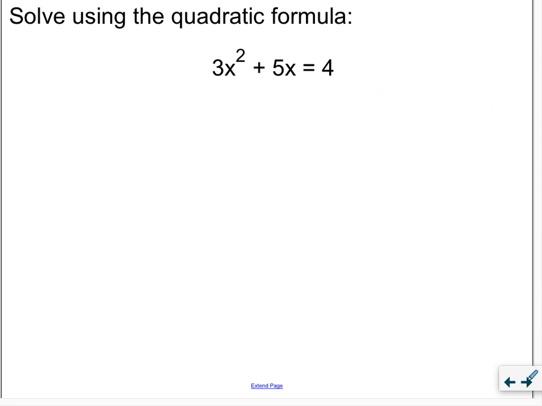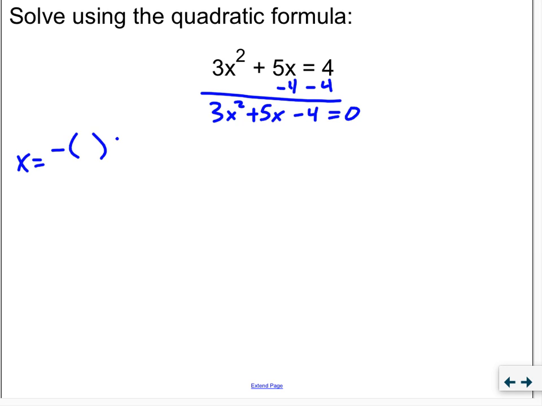Let's go through another one. So I want to use a quadratic formula, but I recognize right away it's not equal to 0. So I'm going to move that 4 over. And I'm going to get 3x squared plus 5x minus 4 equals 0. A is 3, b is 5, c is negative 4. Let's plug them into our quadratic formula.